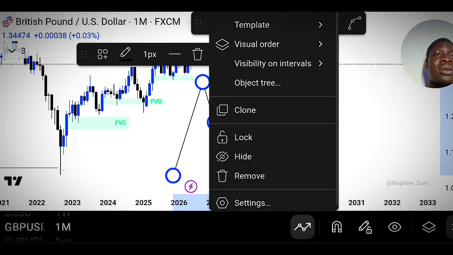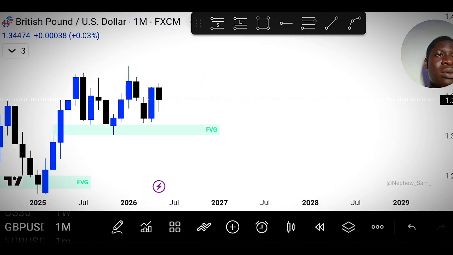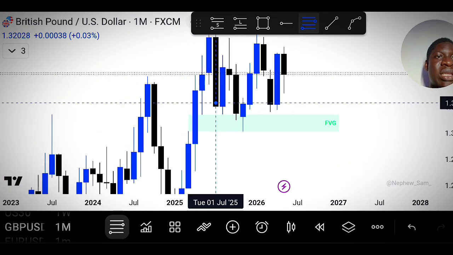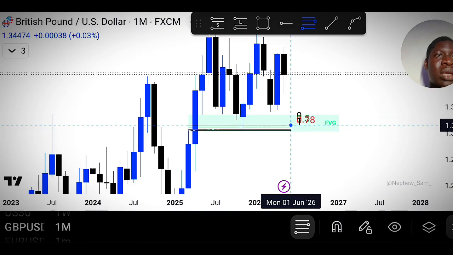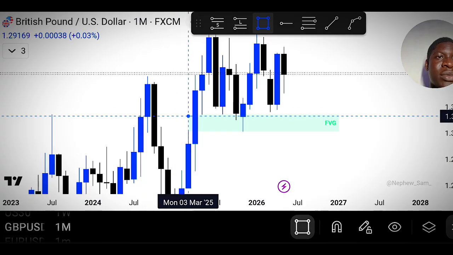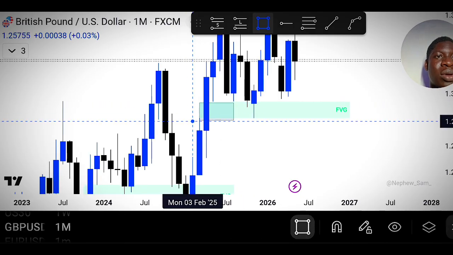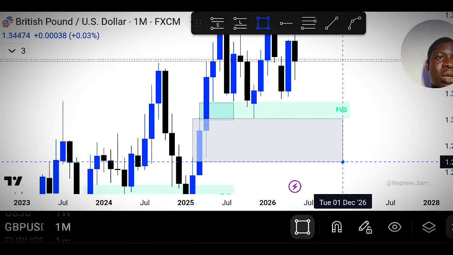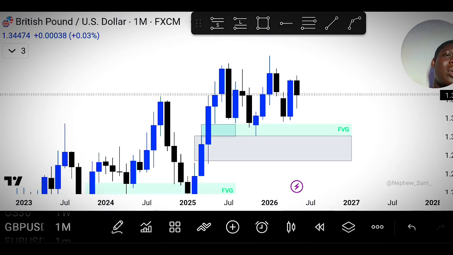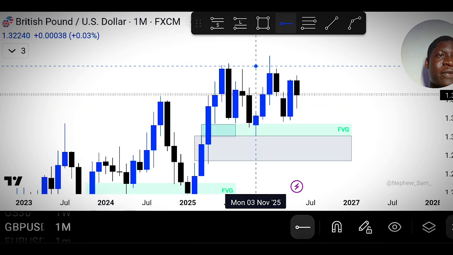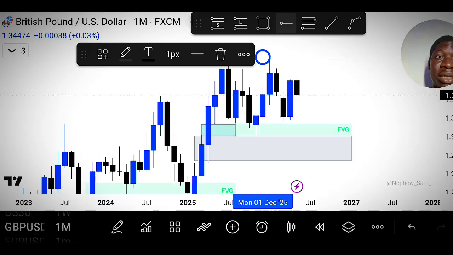So the market reacted to this order block. We can see a fair value gap at this area, that green bar, and this block is our order block. You can see that when the market tapped the order block, immediately the market moved to the upside, right?